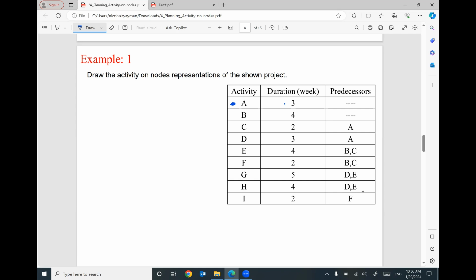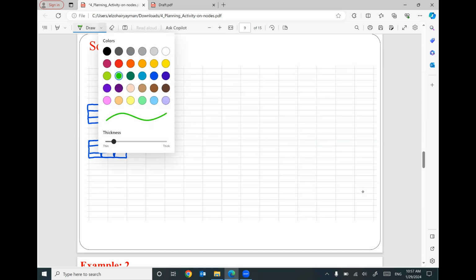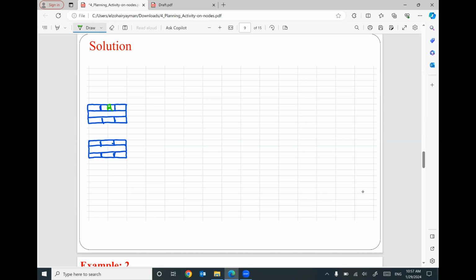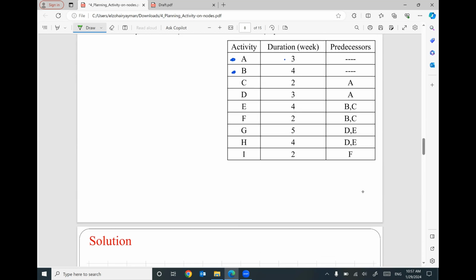We have activity A and activity B without any predecessors. So I will start here with 2 activities, A and B. Each one will be represented by a rectangle divided like this. The first one will be labeled A with a duration equal to 3. We have B with a duration equal to 4.